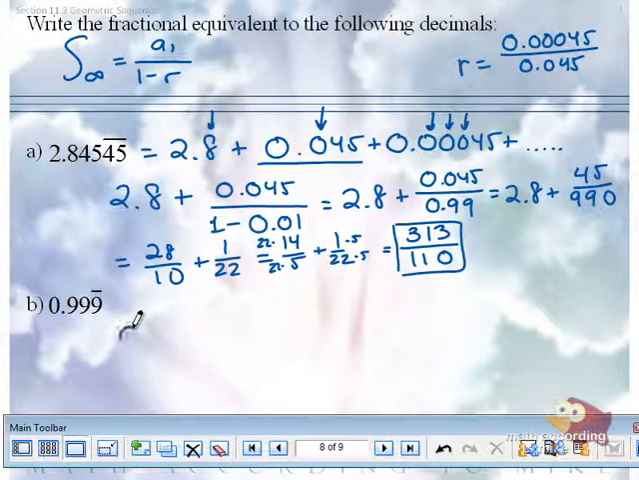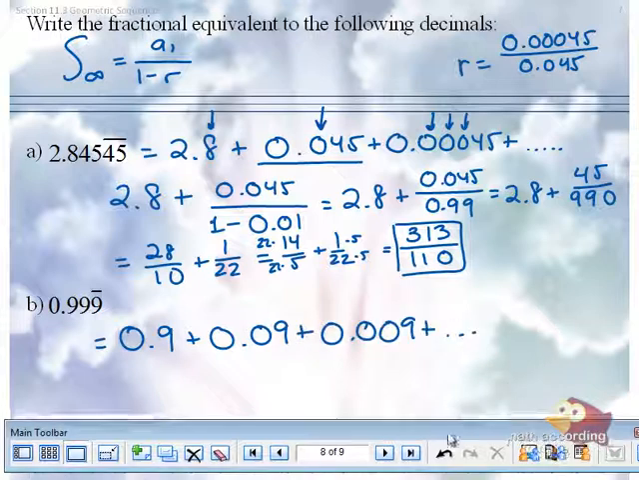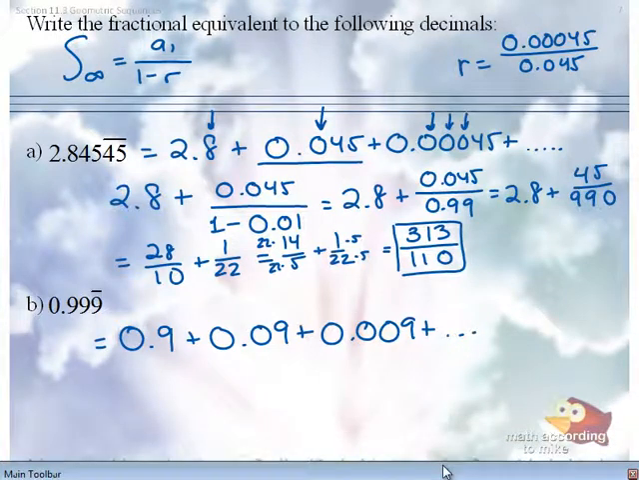0.9 repeating is 0.9 plus 0.09 plus 0.009 plus and so on. So unlike the previous one, we don't have anything hanging off the side like our 2.8. Everything here is repeating. So our first term of our geometric series, a sub 1, would be 0.9. Our common ratio, what do we keep multiplying by to get the next number? Yep, we multiply it by 0.1.